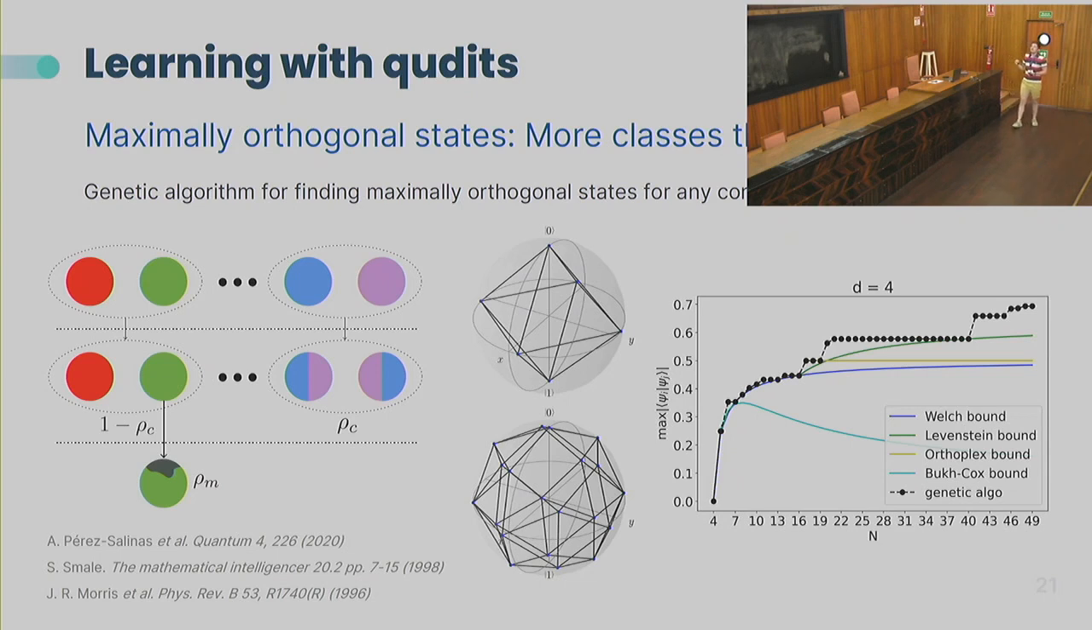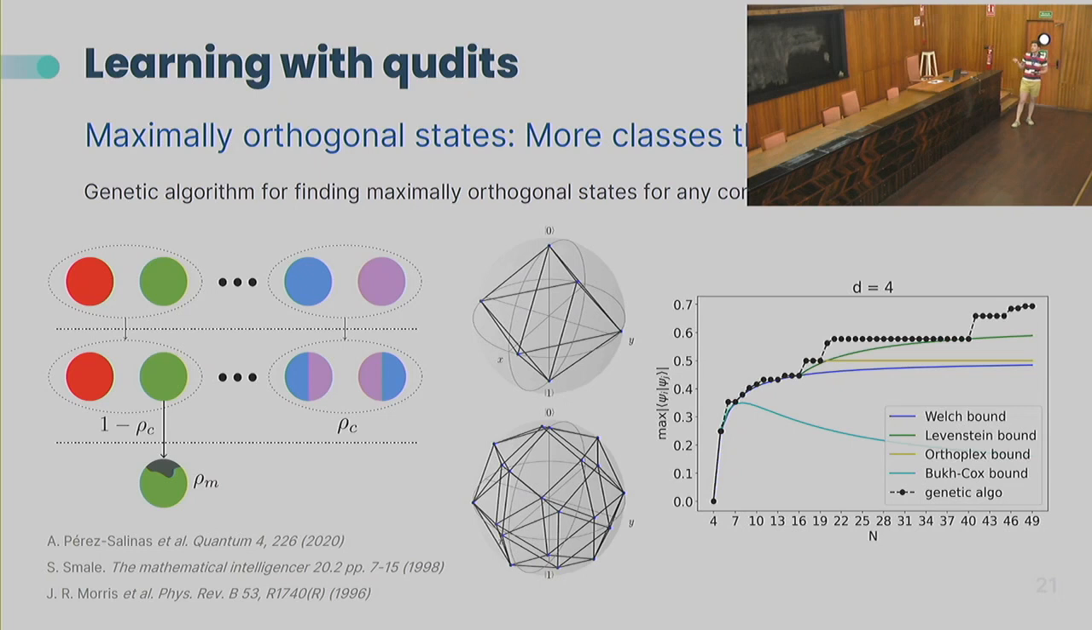What happens, nonetheless, when you have more classes than levels available? If you have the same number of levels as classes, your reference states could be the states from the orthonormal basis, for example. But if you have more classes than levels available, you need to find the set of maximally orthogonal states, which is not a trivial task at all.